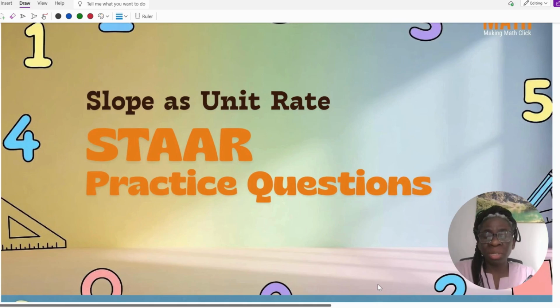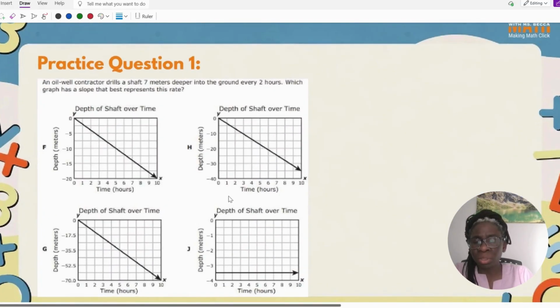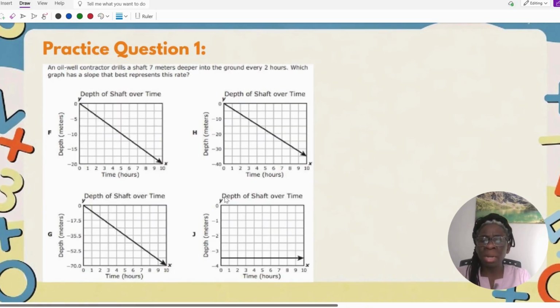Let's solve some grade 8 STAR math questions on slope as unit rate. Now let's take a look at this question. It says an oil well contractor drills a shaft 7 meters deeper, going down by 7 meters into the ground every 2 hours. Which graph has a slope that best represents this rate?